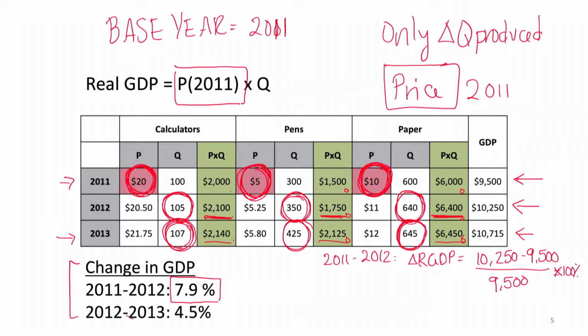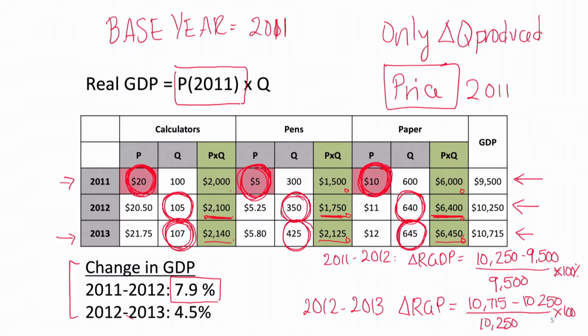Same thing for 2012 to 2013. The change in real GDP is 10,715 minus 10,250, divided by 10,250, times 100%, which gives us a growth of 4.5%. So we see that from 2011 to 2012, our economy has produced 7.9% more goods. And from 2012 to 2013, our economy has produced 4.5% more goods.